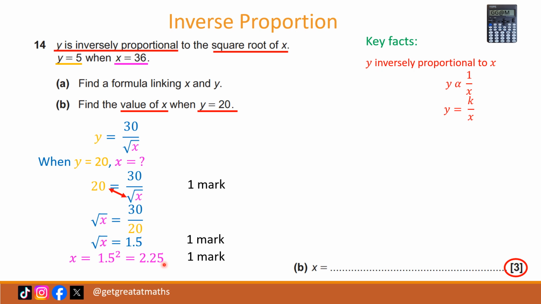If it was on the non-calculator paper, you could have worked in fractions. So you would have had 3 over 2. Squaring the 3 gives you 9. Squaring the 2 gives you 4. 9 divided by 4 is 2.25 without a calculator. And that is your third mark. Remember to write your answer on the dotted line. Give yourself a tick if you've got the answers correct.